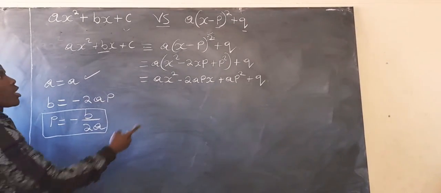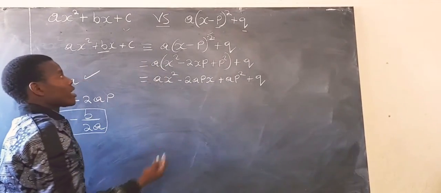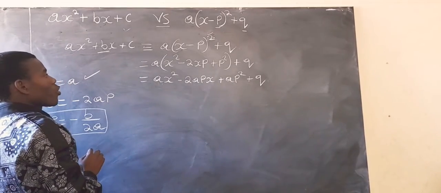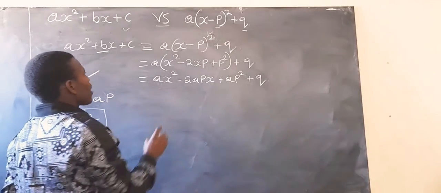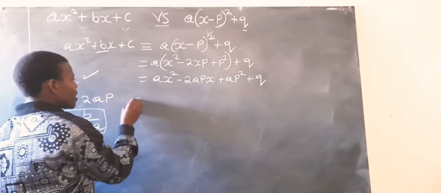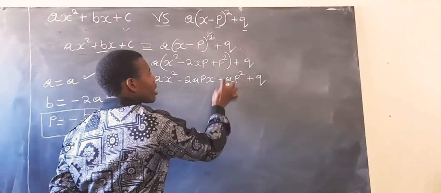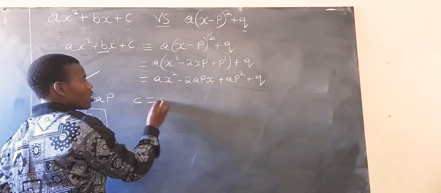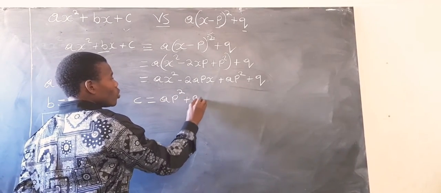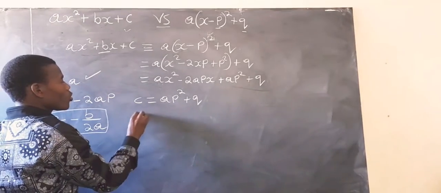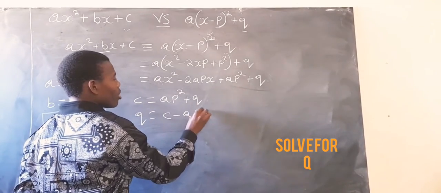Now let's go find q, and q is the what? Q is the constant, and we have c, which is a constant. But what is the constant to this generalized expanded form? We have c, which is equal to, c is a constant. Any value that is not multiplied by x is a constant. So we have ap squared then plus q. So if you look for q, q is going to be equal to c minus a times p squared.